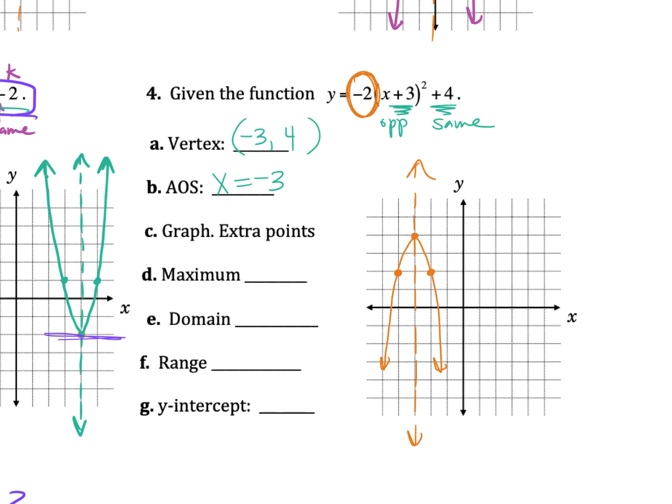So what is your maximum? It's your y value, right? So that's a positive 4. Maximum is 4. What's your domain? Oh, good job. You guys got that. What's your range? Less than or equal to whatever your maximum number was, right? Y is less than or equal to 4.